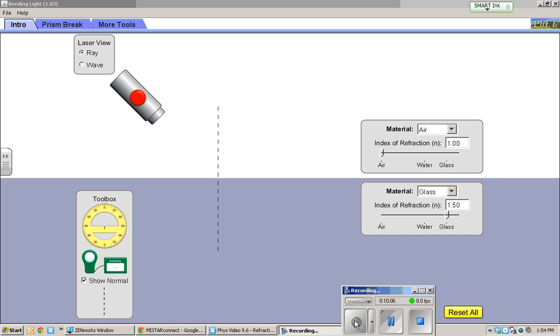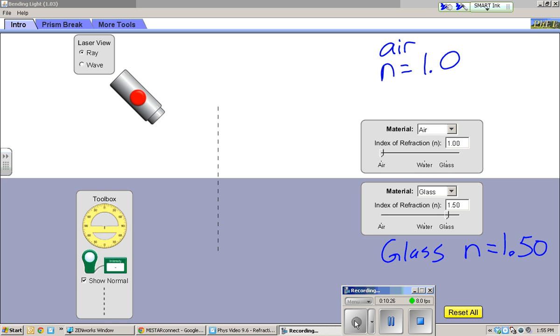Okay, so what we've got here is a laser beam. Our laser beam is starting out in air. So the index of refraction for air, like we said before, is 1. And down here at the bottom, we've got glass. Like I said, n for glass varies depending on the type of glass, but let's just assume that it's 1.50. Now, this line here represents the boundary between the two substances.